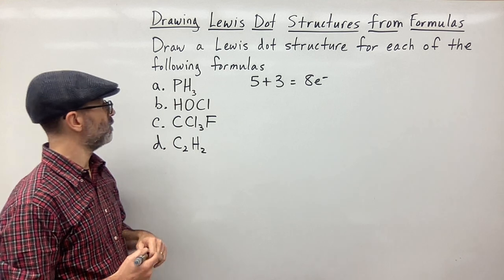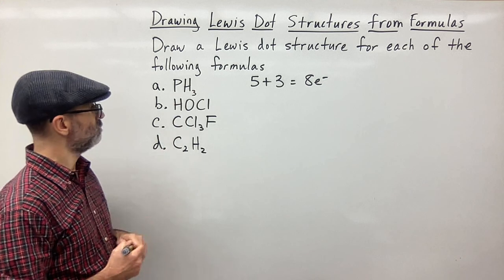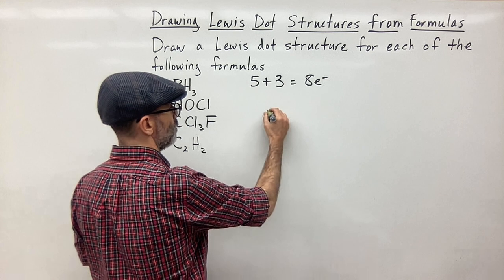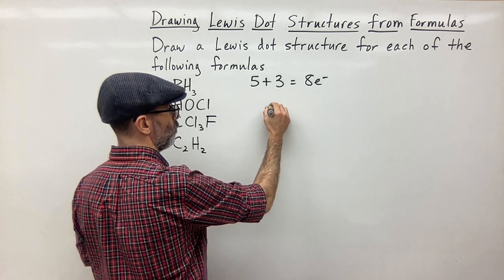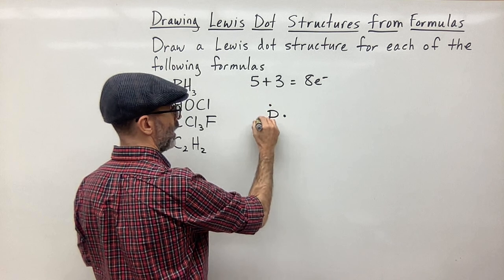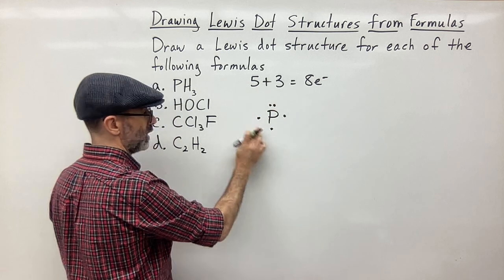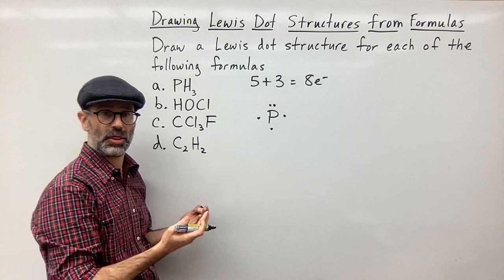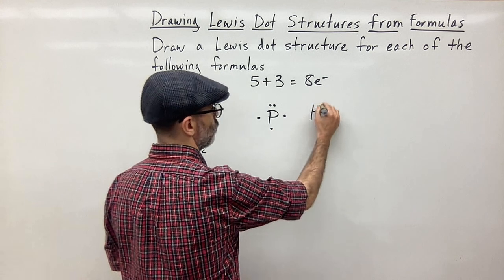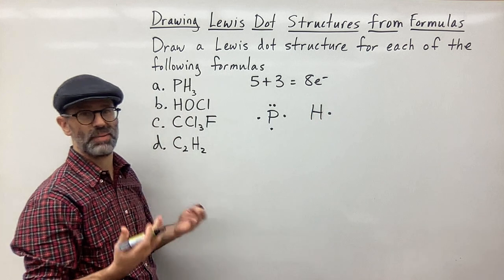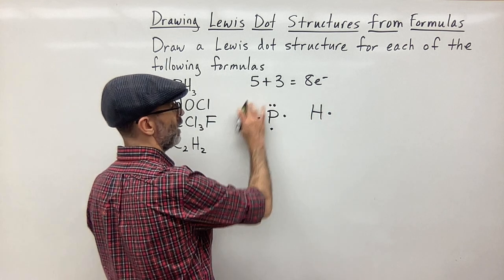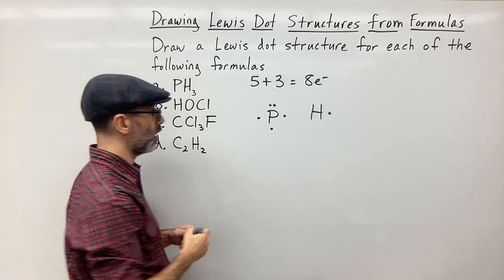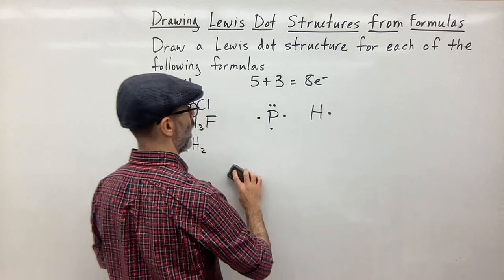Also, you could do your Lewis dot symbol for each element. So I have 5 valence electrons. Notice I have 3 unpaired electrons. So phosphorus wants to bond 3 times, whereas hydrogen only has 1 unpaired electron, so it's going to bond once. So the one element that's going to bond the most is going to be the one that you have as a central atom.